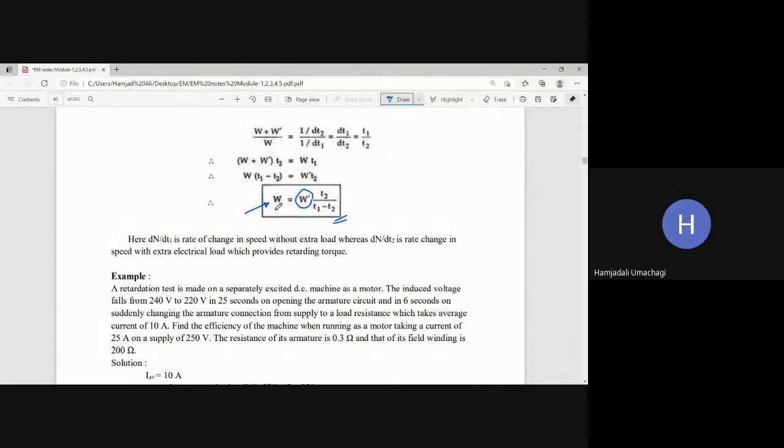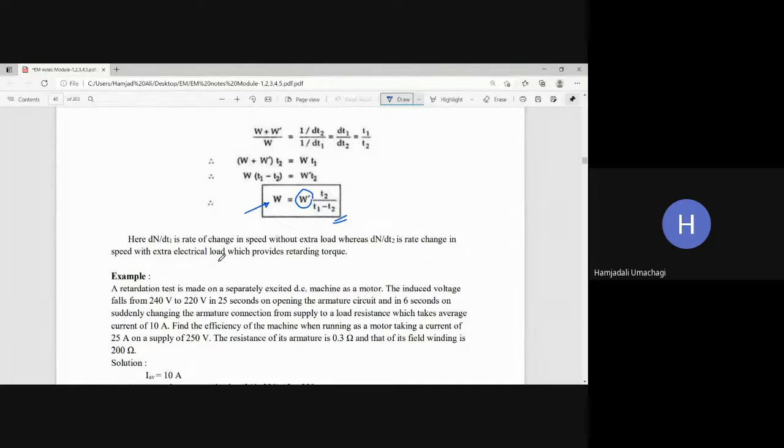Is it clear, all of you? Yes, sir. Okay. Here dN/dt1 is the rate of change of speed without extra load. As I told you, for the first time we don't add any extra electrical load, that is dN/dt1. Whereas dN/dt2 is the rate of change of speed with the extra electrical load, the second time.